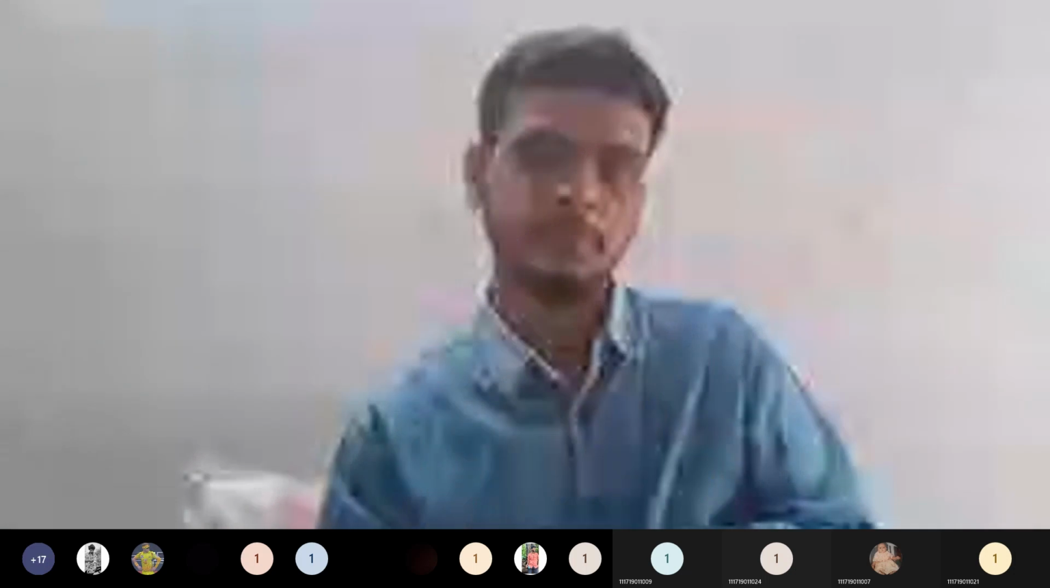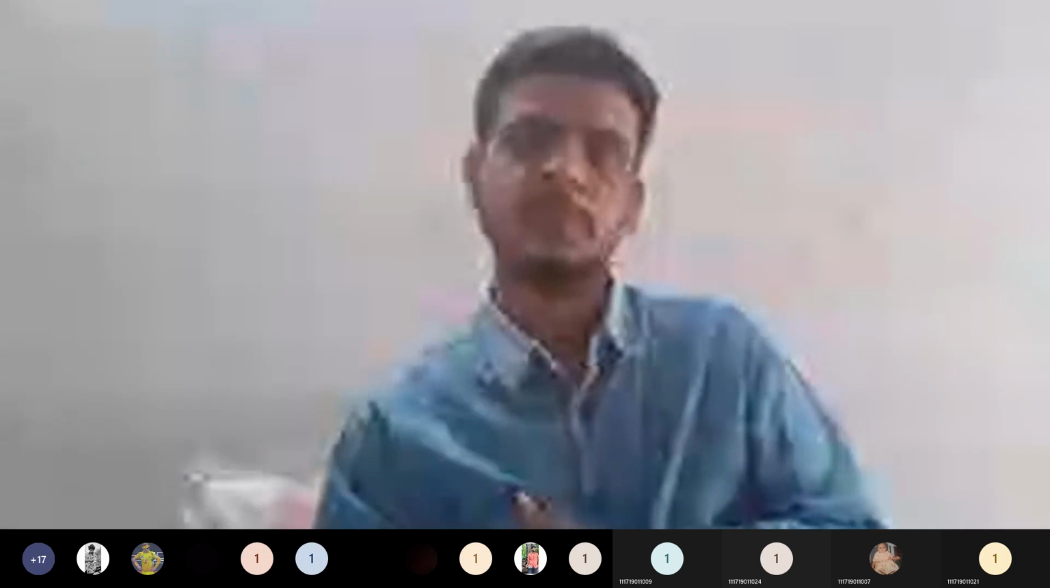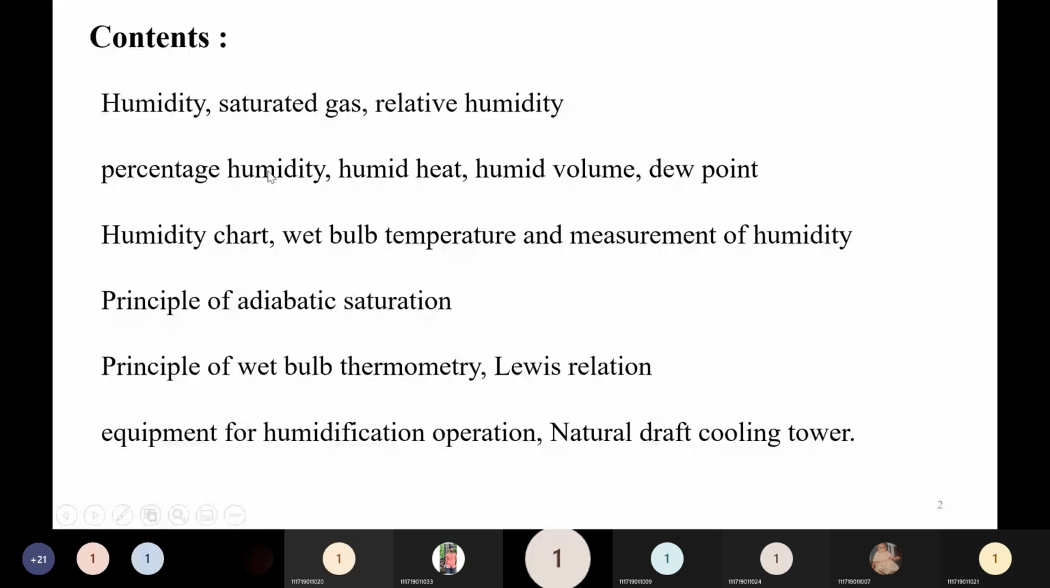Use quantity exact humidity. We'll be knowing in detail about that one. So the contents are the basic definitions first. This is what is humidity, what is saturated gas or nothing but saturation humidity, what is relative humidity, then percentage humidity, humid heat, humid volume, dew point, then what is the use of humidity chart, what is the humidity chart and how to use the humidity chart in order to determine various quantities.